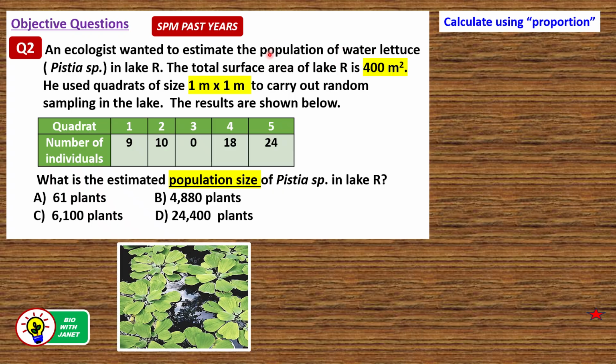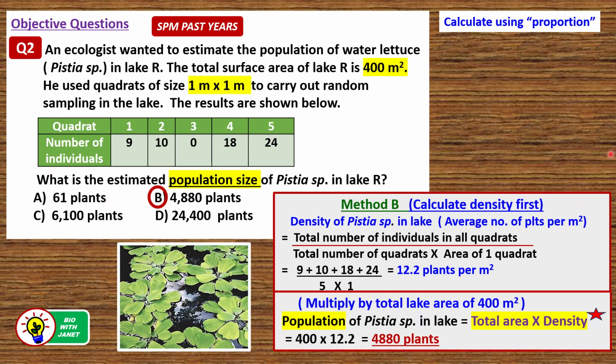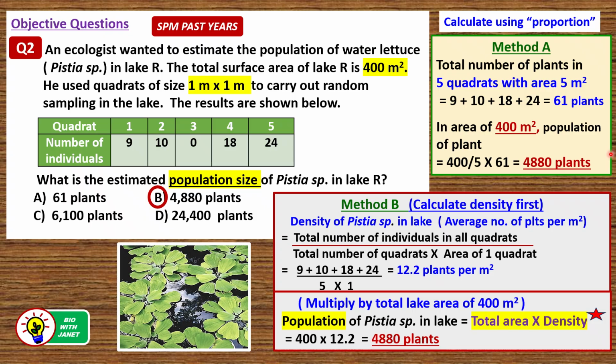Question 2. An ecologist wanted to estimate the population of water lettuce or Pistia species in Lake R. The total surface area of Lake R is 400 meters squared. He used quadrats of size 1 meter by 1 meter to carry out the random sampling in the lake. The results are shown below. So what is the estimated population size of Pistia species in Lake R? Try this question first and we'll discuss it in a short while. Right, what is your answer? The answer is B. So there are two methods of calculating and getting the answer for this question.